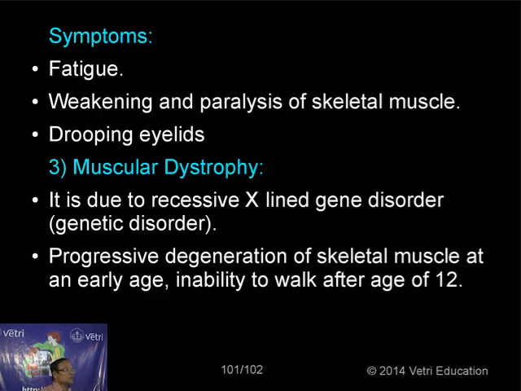Muscular dystrophy is a kind of genetic disorder. You have different types of muscular dystrophy. It is a recessive X-linked disorder affecting the muscles, so that the person is unable to walk. It affects particularly the thigh muscles, and they mainly need a wheelchair for movement. It involves progressive degeneration of the skeletal muscles, not at the adult age but at an early age. There is inability to walk after the age of 12. It occurs during the early age, affecting the thigh muscles particularly, so that the child is unable to walk after the age of 12.